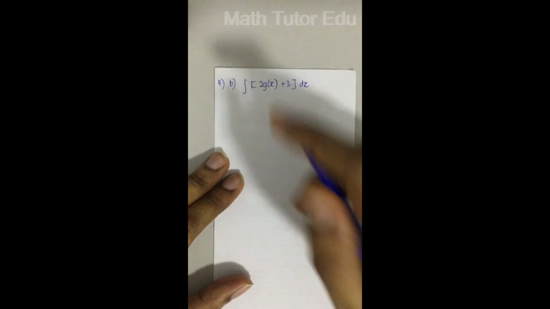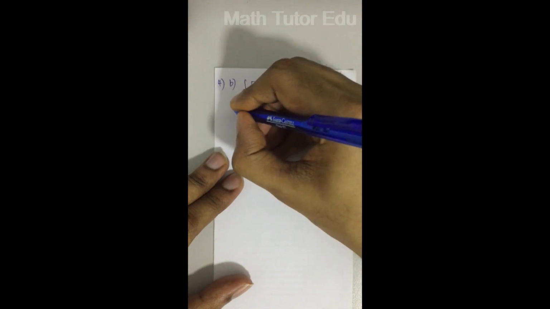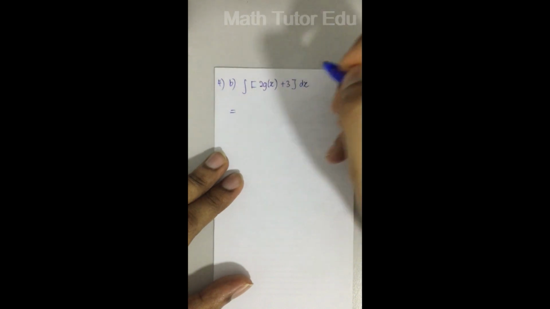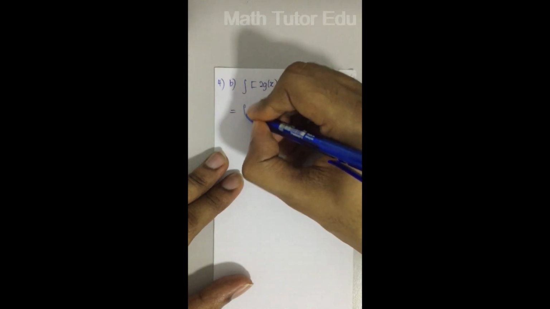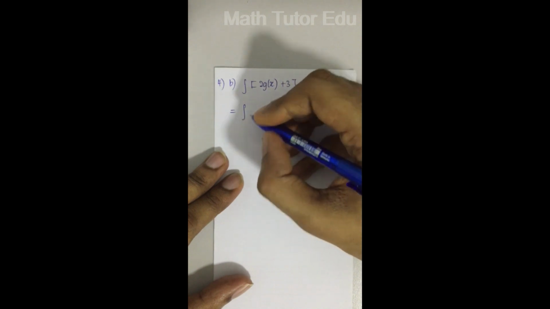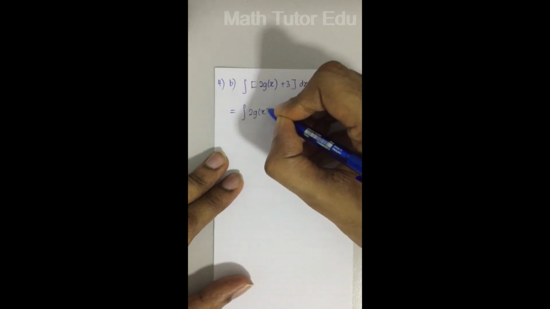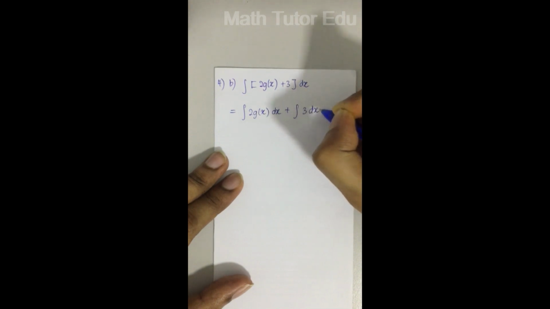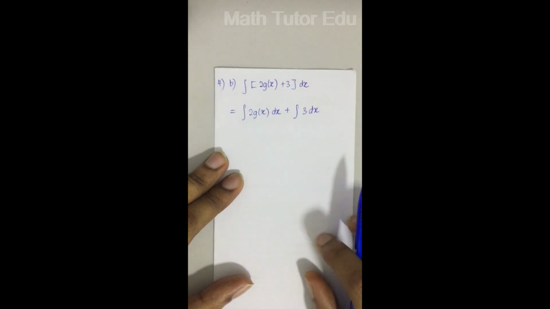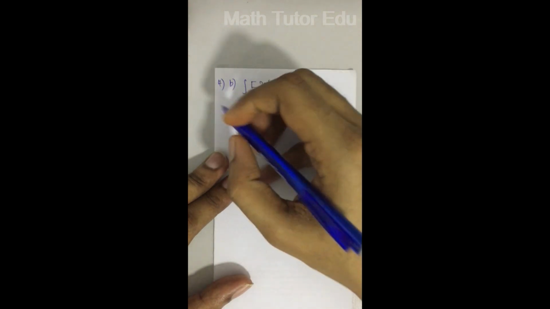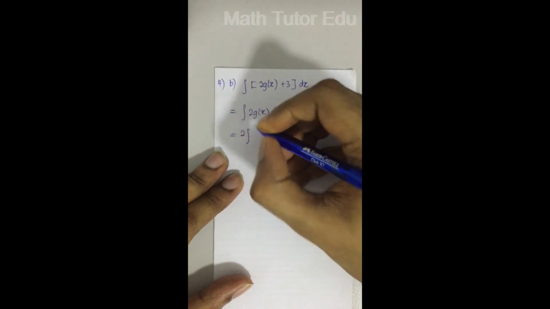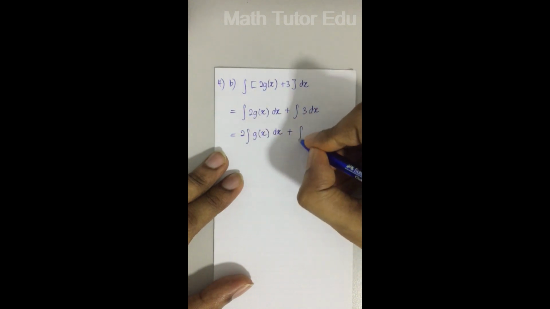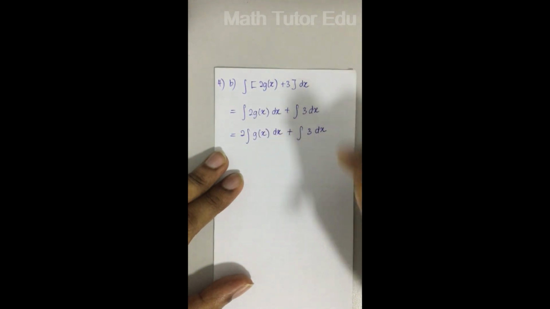So this 2 we can bring to the front, and then the integral we can split into 2, but before that let us do it one by one, guys. So 2g(x) dx plus the integral of 3 dx. We already split the integral into 2, so this 2 we can bring to the front: 2 integral g(x) dx plus the integral of 3 dx.